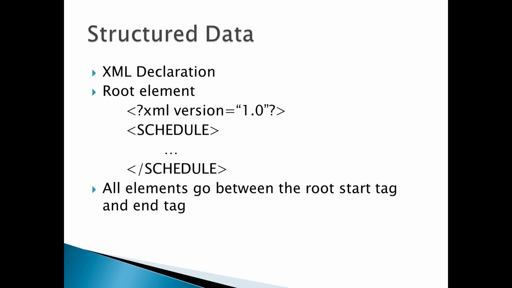When we look at adding structure through XML, all of our programs or XML files start with an XML declaration, and that includes your version number, and then has a root element. In this one, we use the root element schedule, and everything, all the elements that go between the start tag for schedule and the end tag for schedule have to be within that. All the child elements go within the start and end tag.